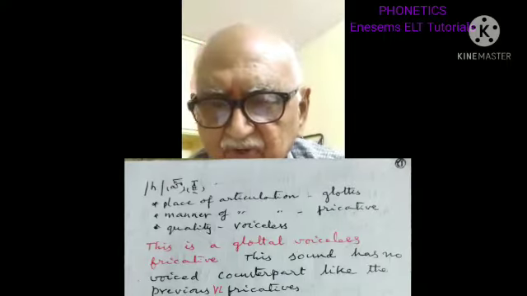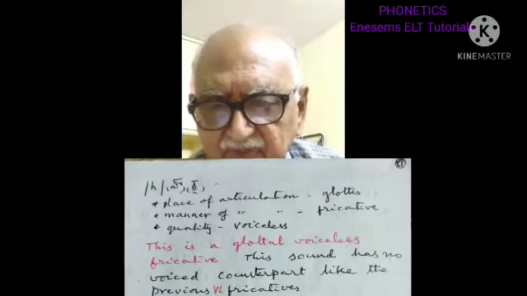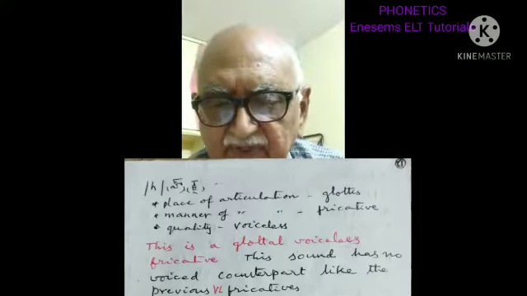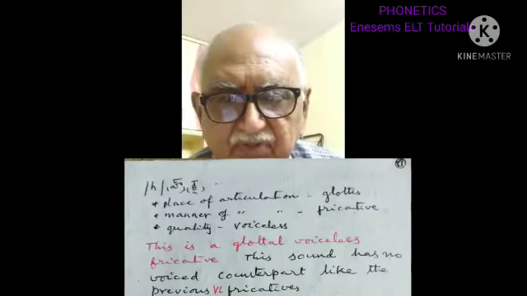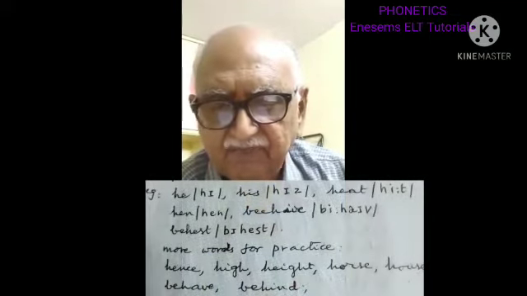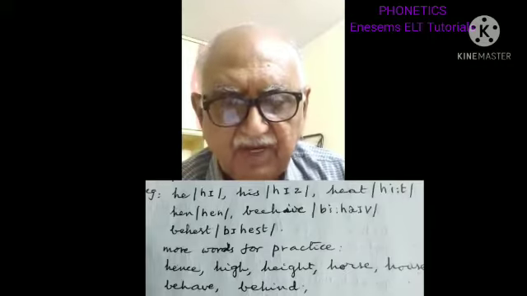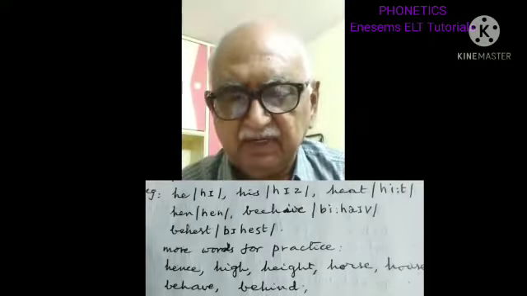Place of articulation, glottis. Manner of articulation, fricative. Quality, voiceless. This is called a glottal voiceless fricative. The sound has no voiced counterpart like the previous voiceless fricatives. Example words: he, his, heat, hen, behive, behest. More words for practice: hence, high, height, horse, house, behave, behind.